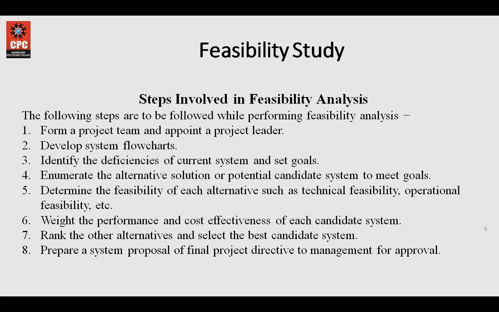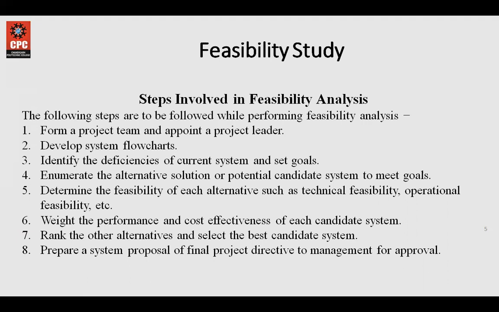Then enumerate the alternative solutions or potential candidate systems to meet goals. We need to see what possibilities are there that we can use to create a new system. Then determine the feasibility of each alternative. Basically, the term feasible itself means, is it possible or not? So whatever alternatives we have to create that system, we need to analyze them in terms of technical, operational, and cost benefits. So cost feasibility. Then weigh the performance and cost effectiveness of each candidate system.